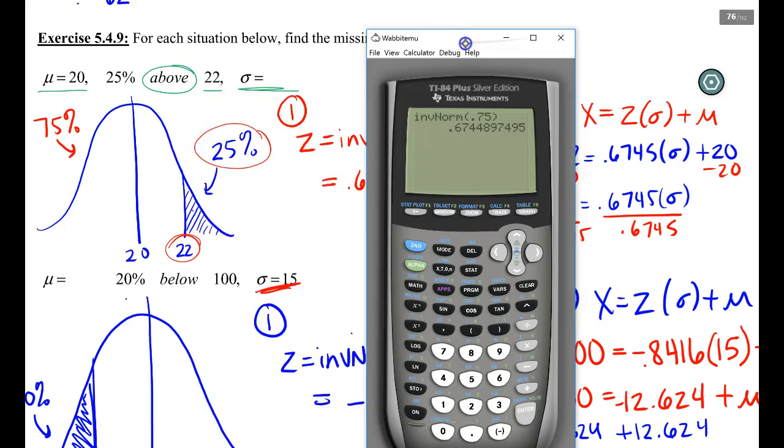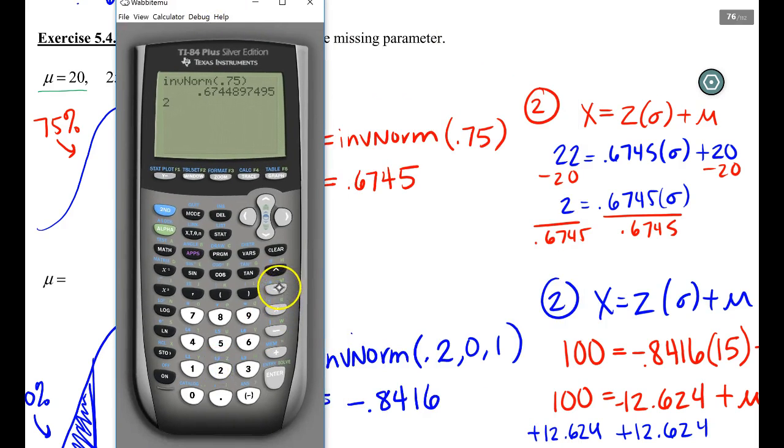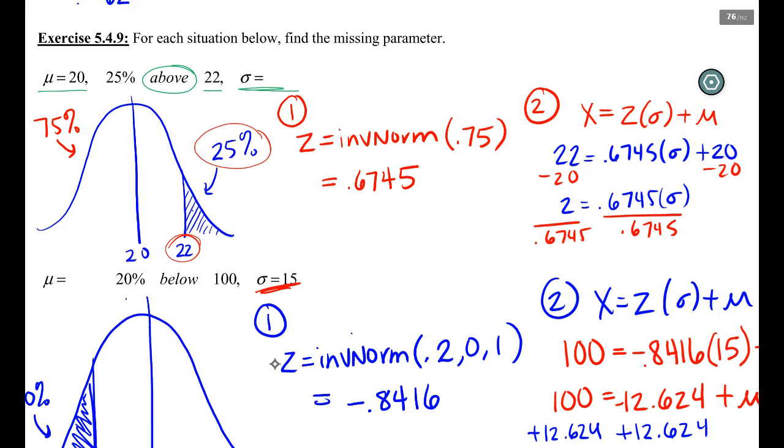So I can pull back up my calculator, do 2 divided by 0.6745. Looks like our sigma is 2.9652.